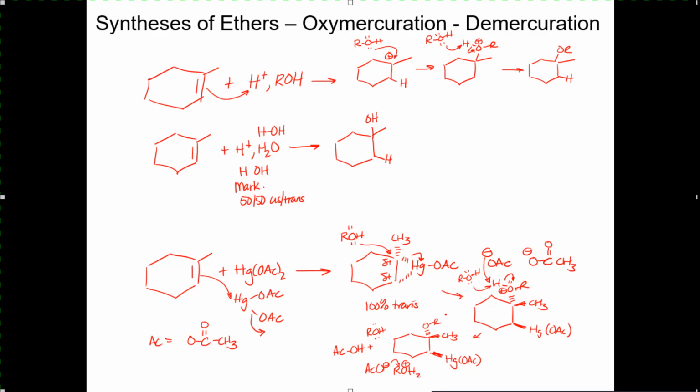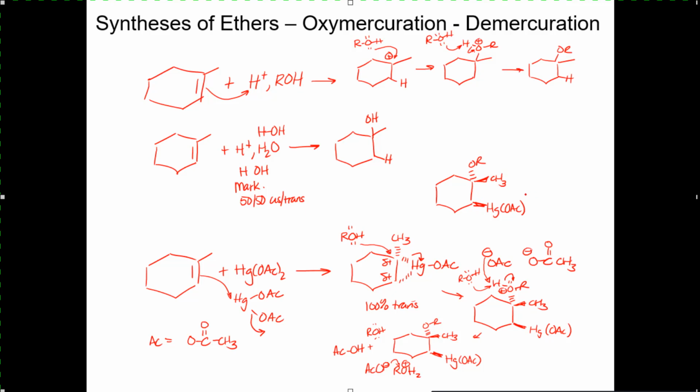So then this is my final product, which I'll go ahead and write up here. After it's done, I've added my OR group, and my mercury now is now, they added 100% trans, but Markovnikov.